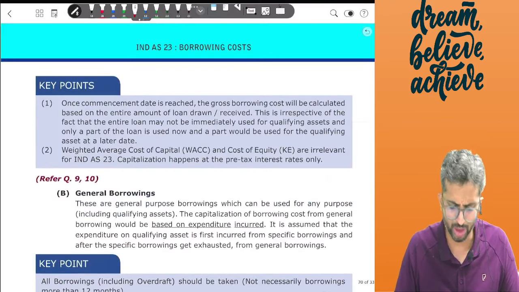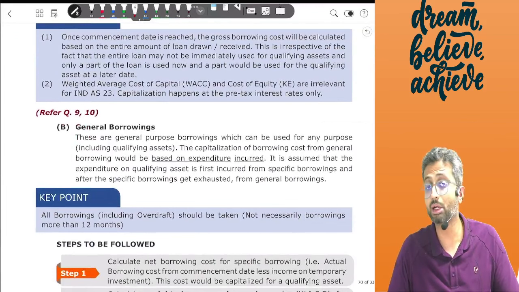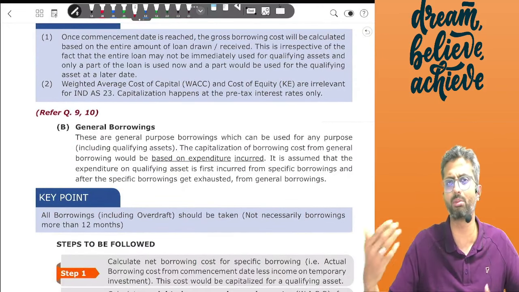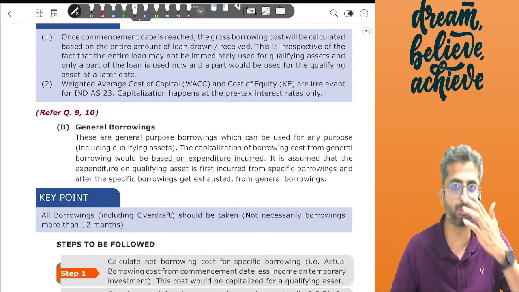Now comes general borrowing, which is a little more tricky. General borrowing, as we said, can be any borrowings. It may be borrowings for more than 12 months, less than 12 months, any borrowing.